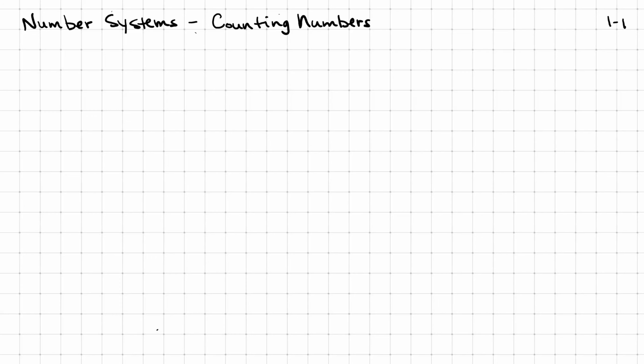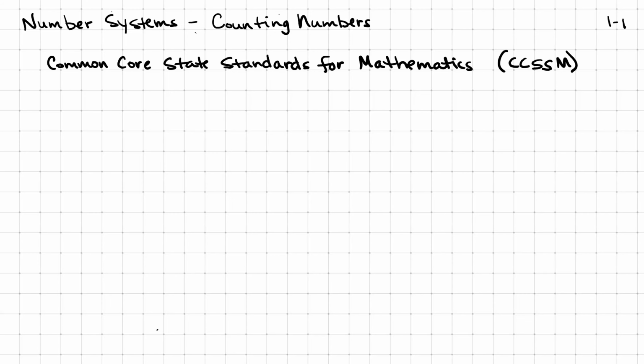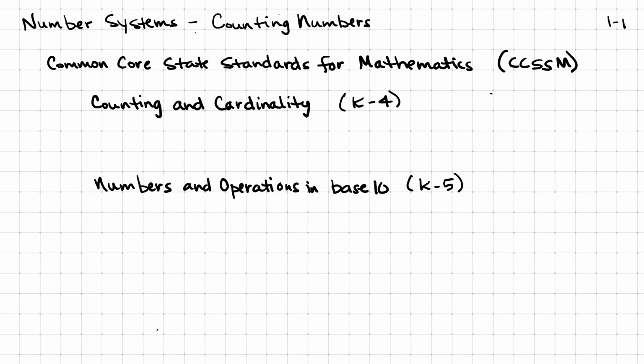In this video, we will focus on two domains found in the Common Core State Standards for Mathematics. Those two domains are the counting and cardinality domain and the number and operations in base 10 domain. In the CC strands, children learn to say and write small counting numbers and to count collections of things. In the numbers and operations strands, students learn to use the powerful base 10 system.